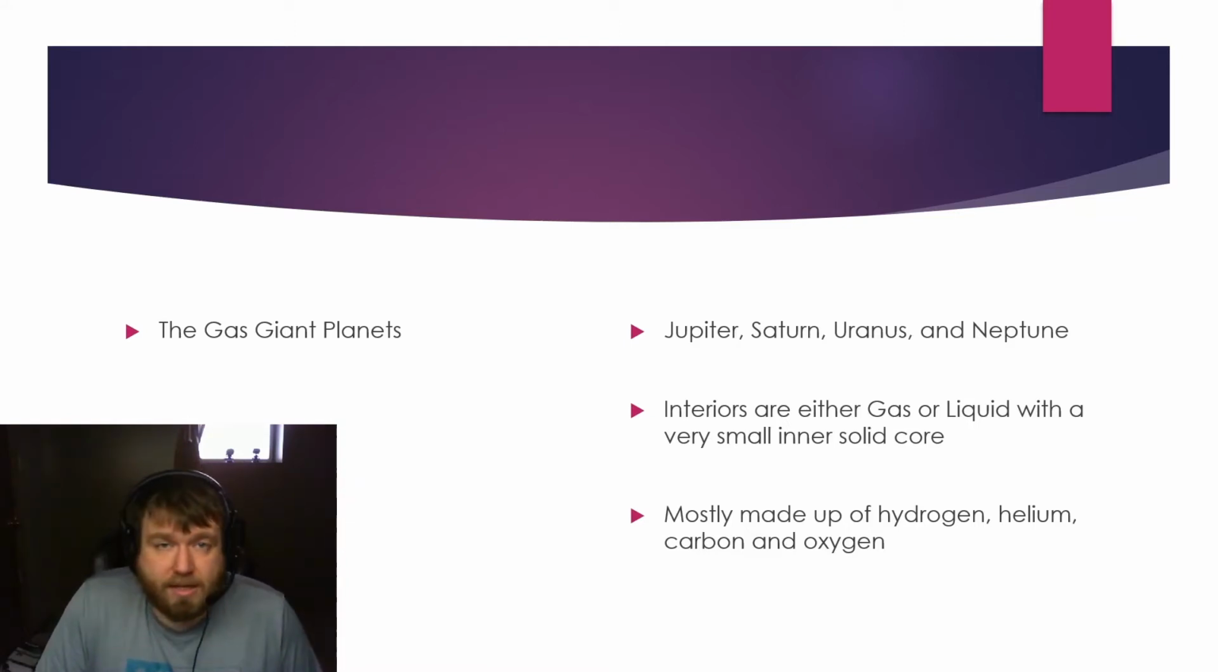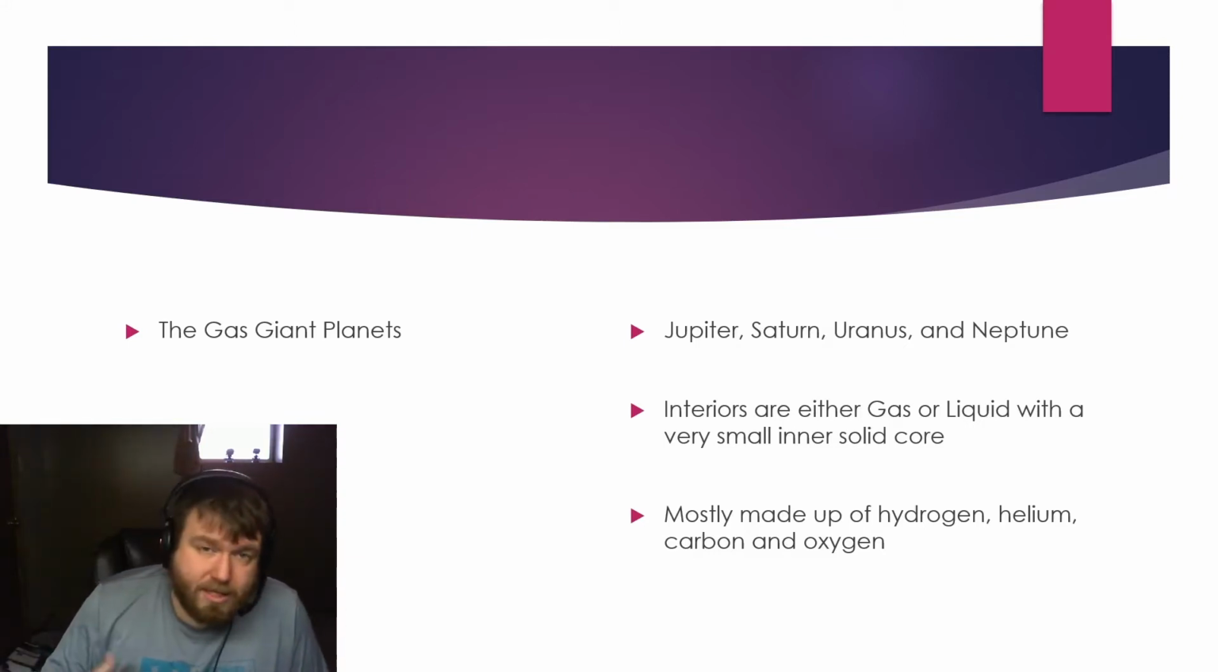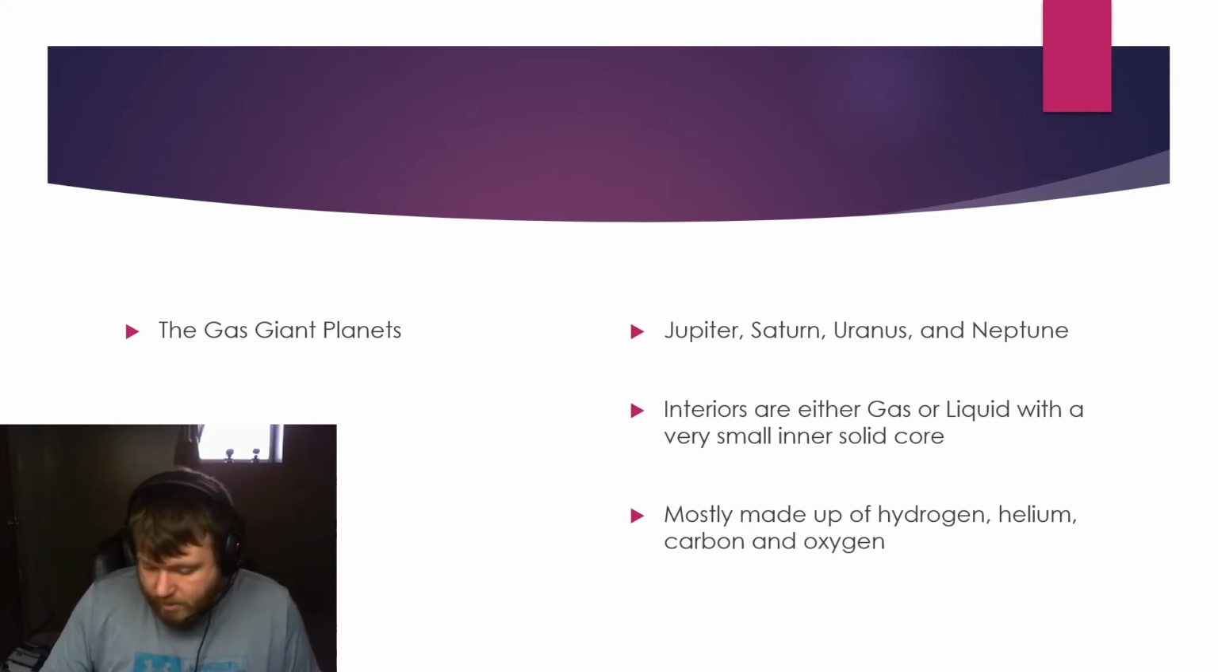And anything that is solid is actually very small. These planets are mostly made up of hydrogen, helium, carbon, and oxygen. These are all elements that we have in air. So, like I said, these planets aren't solid like Earth is. You know, you can go outside, you can touch the solid Earth. These planets don't have that.